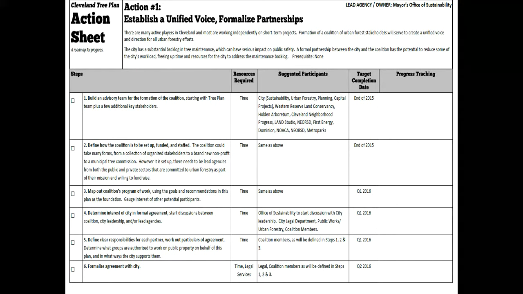One of my favorite sayings is, fail to plan, plan to fail, right? So here we are, we're working through our action steps and our action sheets of what we're going to accomplish. And the suggested participants, that's just as critical. And the idea of, who's going to take ownership of this and who's going to have some accountability behind it.